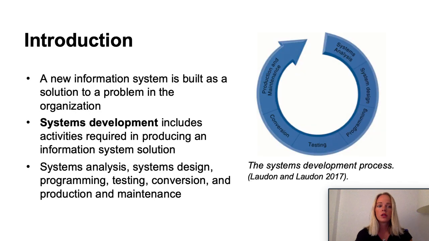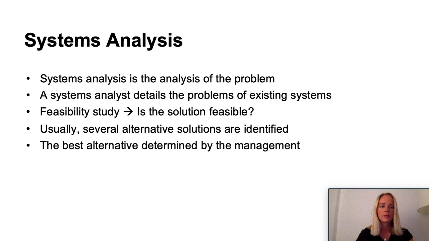If an organization is facing a problem, the solution can be to build a new information system. The problem may be one that the organization is not performing as well as expected, or one that the organization can take advantage of new opportunities to perform more successfully. The activities that are required in producing an information system are called systems development. The process includes activities that are called systems analysis, systems design, programming, testing, conversion, and production and maintenance.